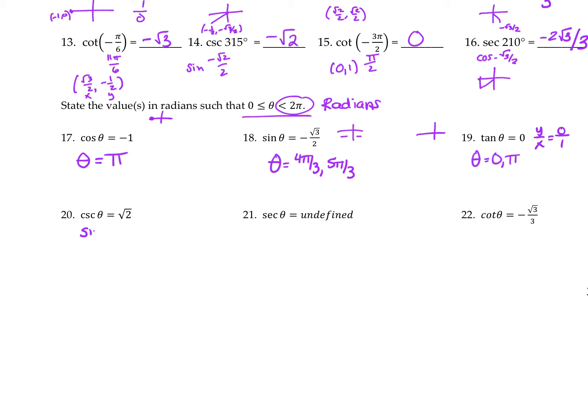So this is when sine is root 2 over 2. Sine is positive in quadrants 1 and 2. So that would be at pi over 4 and 3 pi over 4. So if the secant is undefined, that means my cosine was 0, which is true at pi over 2 and 3 pi over 2.